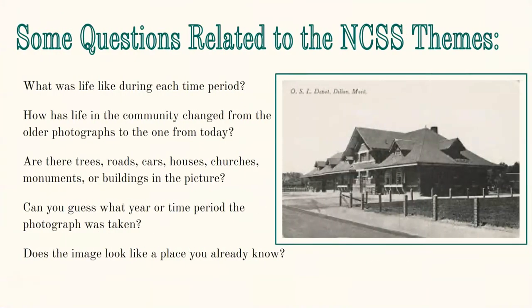Some questions related to the NCSS themes that can help students really dig deeper into different time periods in history are, what was life like during this time period? How has life in the community changed from older photographs to the one from today? Are there trees, roads, cars, houses, churches, monuments, or buildings in the picture? Can you guess what year or time period the photograph was taken? Does the image look like a place you already know?